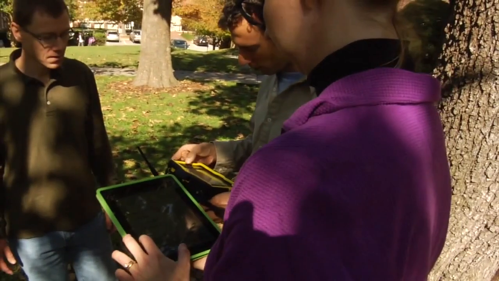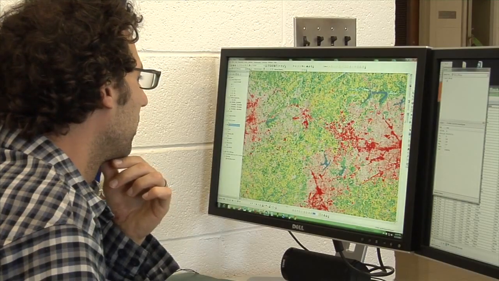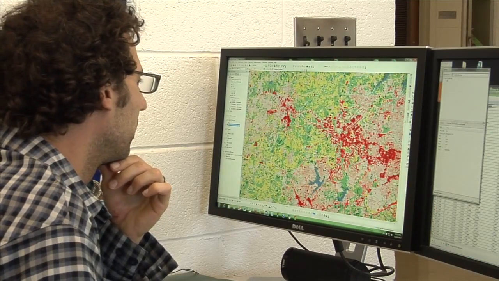We look at why things are located where they are. Geographic information science is really the study of the spatial aspects of human and natural phenomena. And underlying that are the technologies such as geographic information systems, remote sensing, image processing, GPS, and all the other kind of tools that are oriented to gathering geographically referenced data.